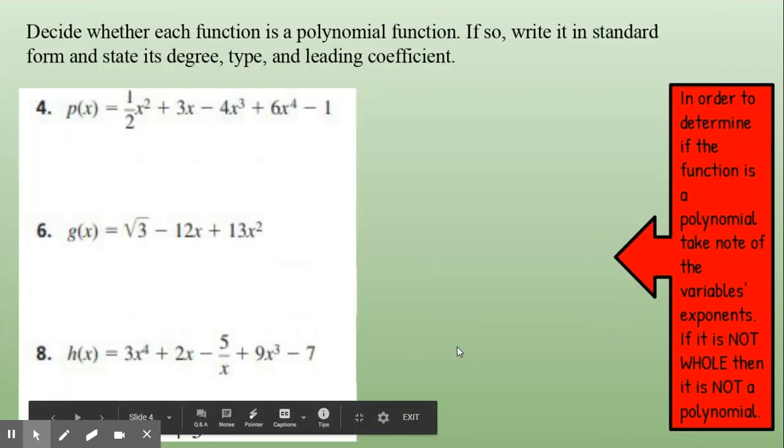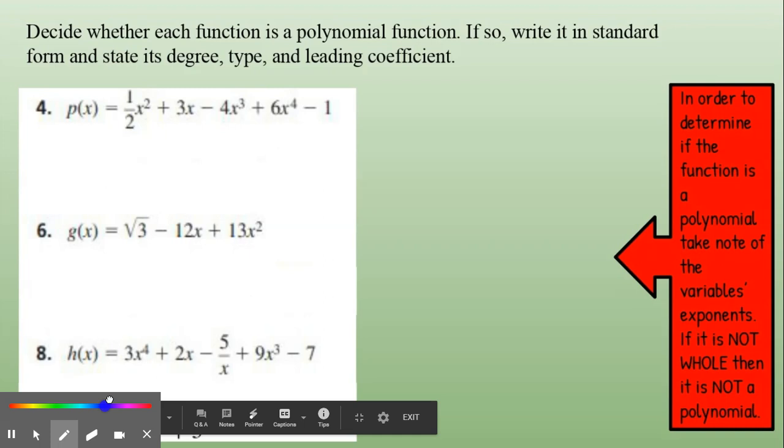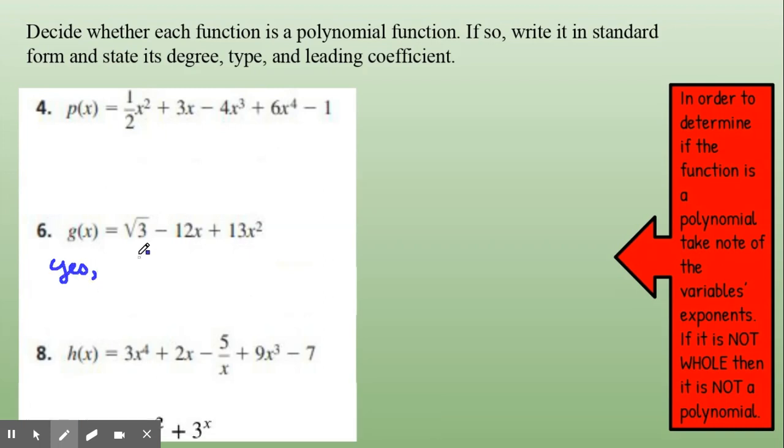All right, so as we go through, like I said, we're going to look at given polynomials. We want to be able to write it in standard form and state its degree, its type, and its leading coefficient. So real quick, I'm just going to go through number 6 right here. First thing you do is you look at your variables. So I have an x and x squared. I have whole number exponents, so that's great. So I know this is a polynomial. Okay, so I could say, yes, it's a polynomial. And then we want to put it in standard form and write the degree, the type, and all that.